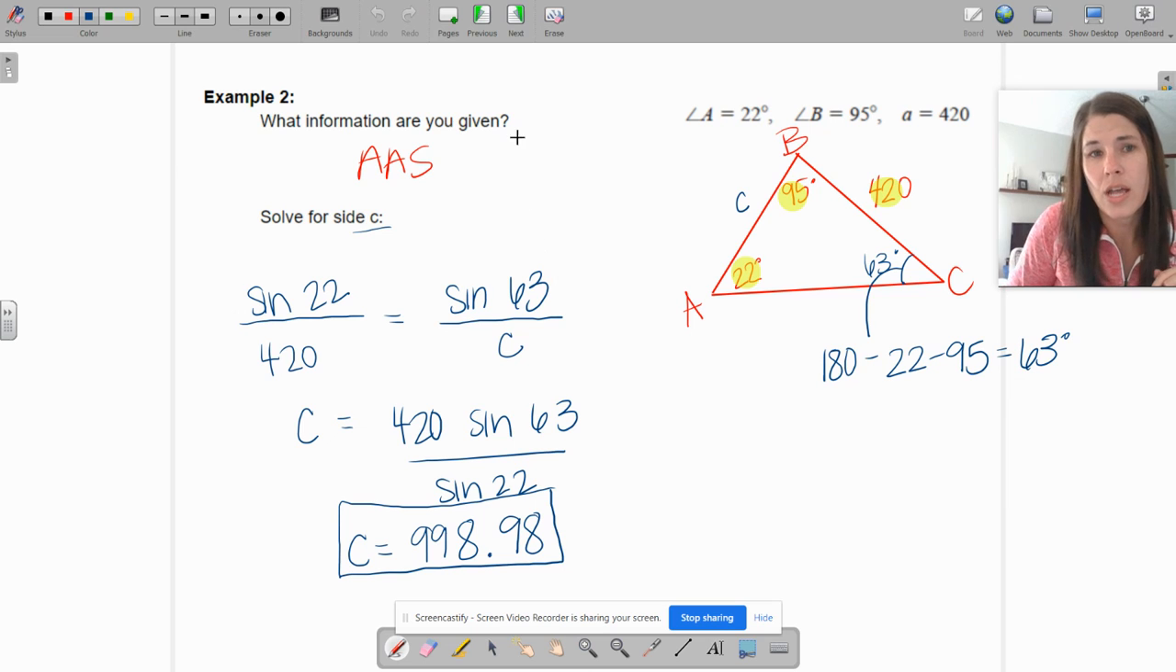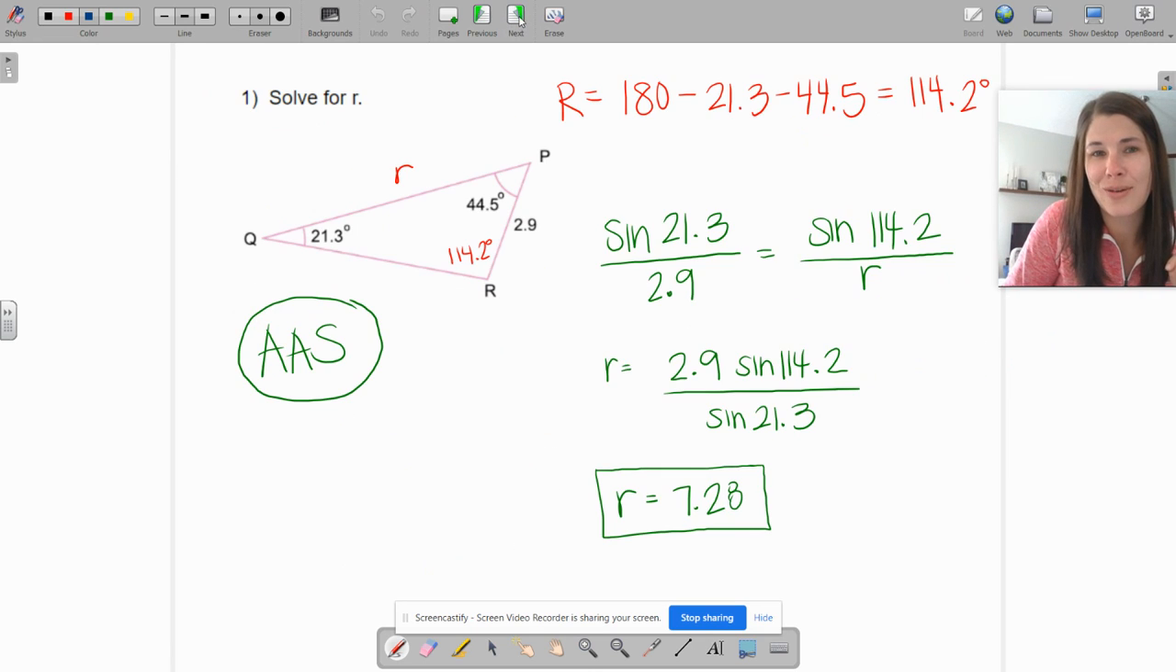So I'm hoping that you paused it and now you're coming back and you can see my answer here for number 1. The first thing I did was solve for angle R after I figured out it was angle, angle, side. I solved for angle R as 114.2 degrees. Then I used my complete ratio that I got from angle Q and side Q. And then I did sine of 114.2 over R, and solving for R, I got 7.28.